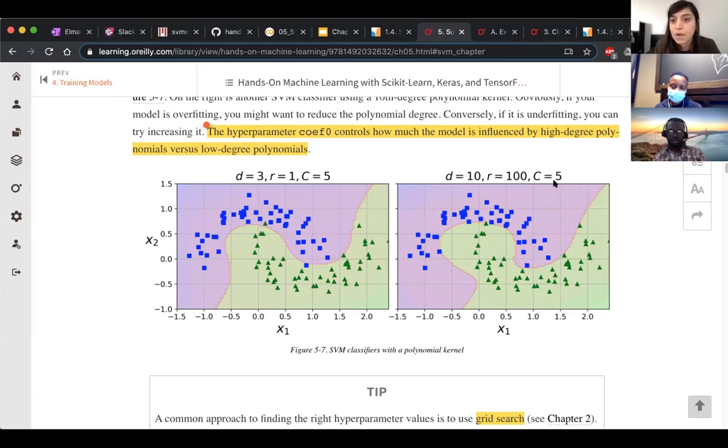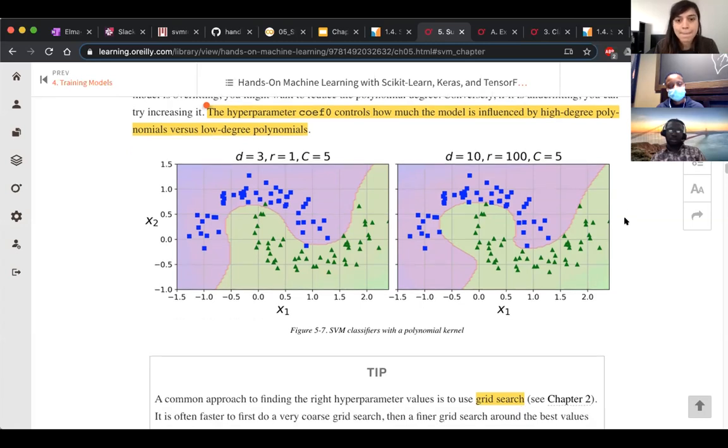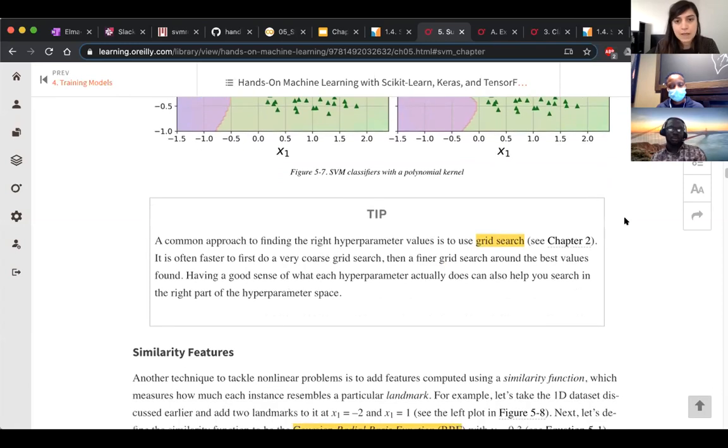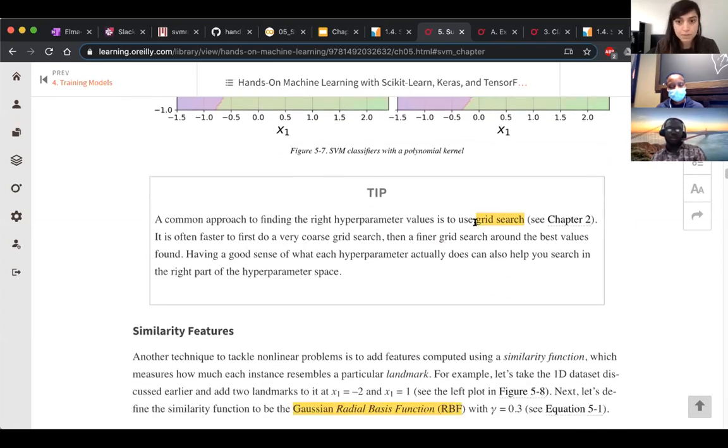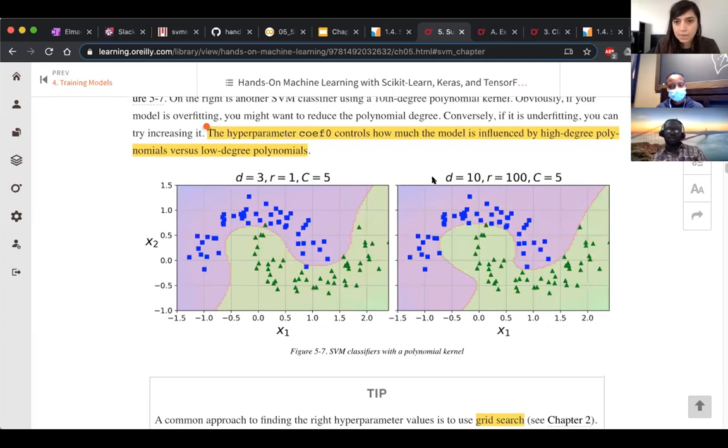Also, if you have more rigidity, like higher C, and if your hyperparameter C is high, if your degree is super high, and if your R or coefficient 0 is also high, all of them are saying that you just give me the best thing that can fit these instances. And yes, it will give you that, but it's not going to be generalizable, and you're risking overfitting. So that's that.